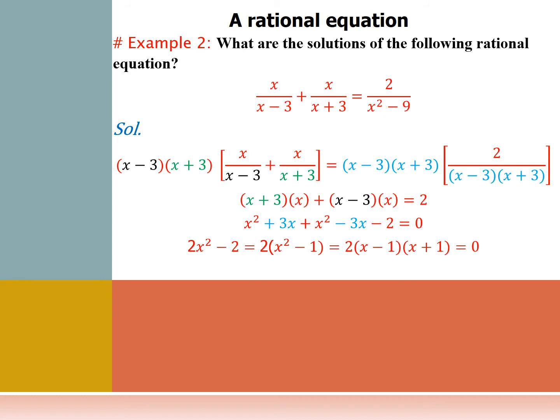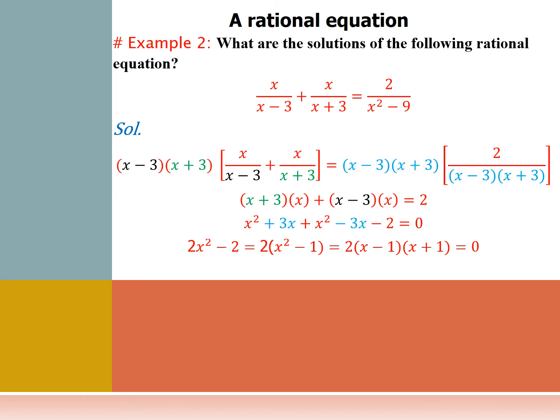Now for 2x squared minus 2, we can factor out the number 2 to get x squared minus 1. So we have 2 times x squared minus 1 here, and also x squared minus 1 is the difference of squares, so we can find the factors directly as x minus 1 times x plus 1. Okay, so we have x minus 1 times x plus 1 is equal to 0.